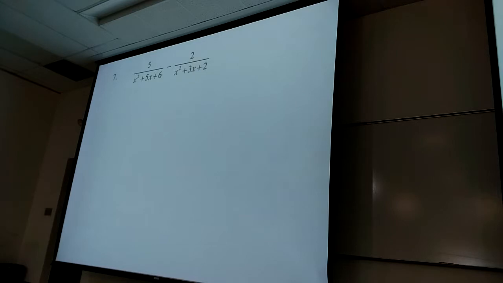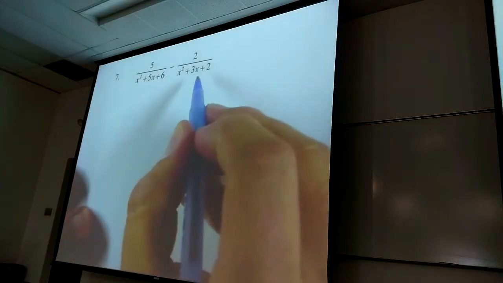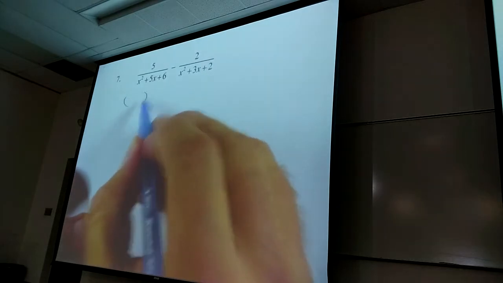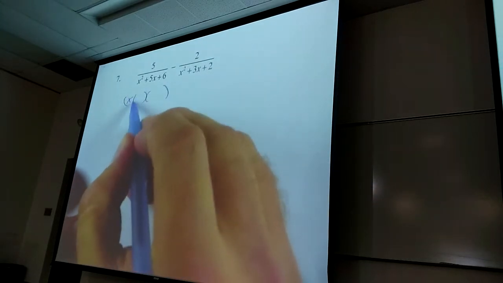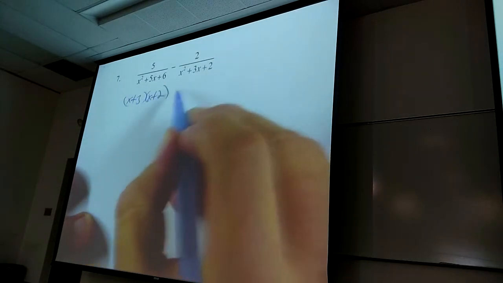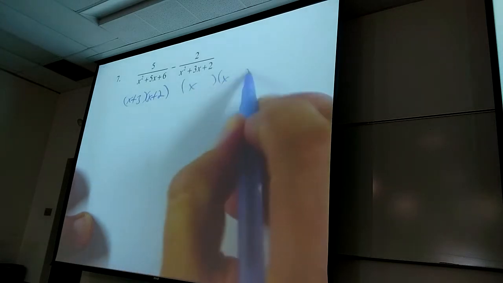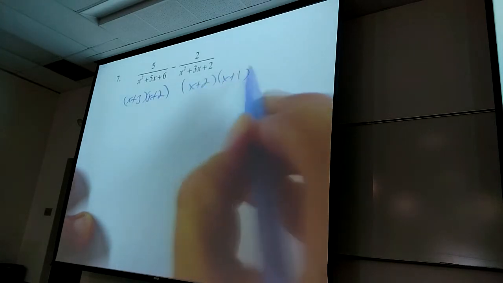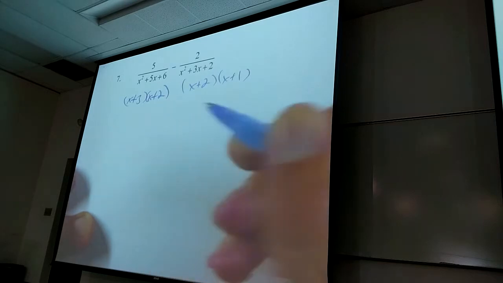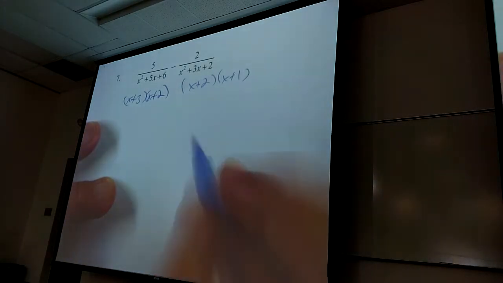Alright, so this is a classic problem. Both can be factored. So how do you factor the first one? x plus 3, x plus 2. I like it. And this one, 2x plus 1, x plus 2. Yeah, it's got to be 2 and 1. Thank God the middle's 3, because that's the only thing that 2 and 1 can make.